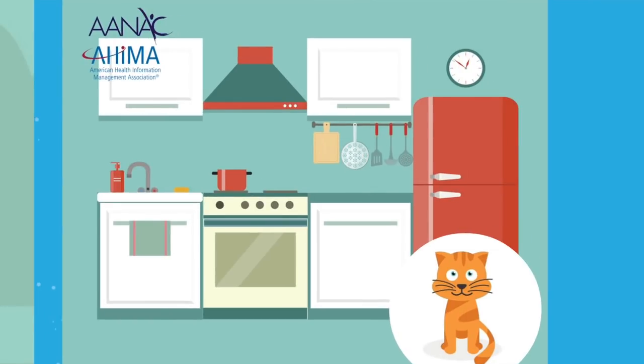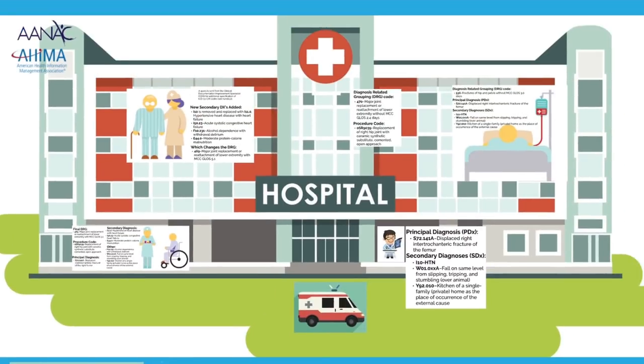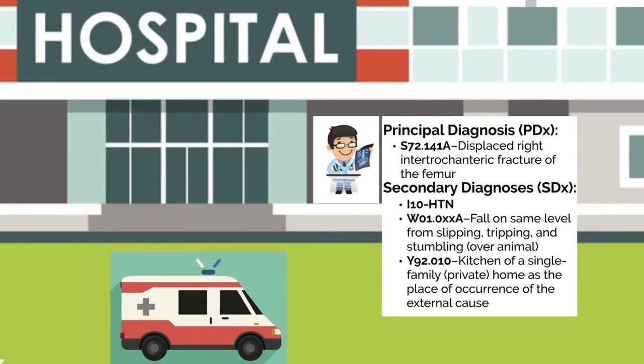One day, Mr. Jones trips and falls over his cat in the kitchen. He is taken to the emergency room via ambulance where an X-ray is done. The X-ray indicates that he has a right intertrochanteric fracture of the femur, which becomes the principal diagnosis for his hospital encounter. For diagnosis coding purposes, notice the sixth character, bolded on the screen, is a 1, indicating that the injury was on the right side of his body. Hypertension is also carried over from his documented medical history.